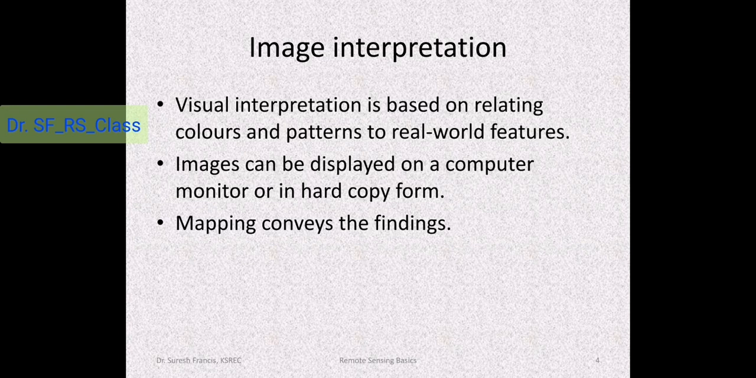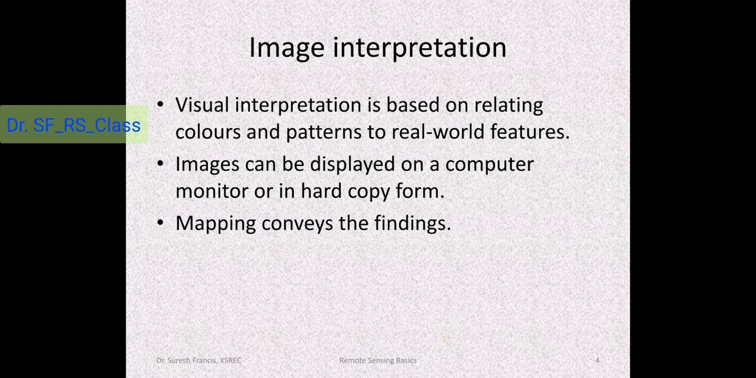Images can be displayed on a computer monitor, and you can draw on the computer monitor itself for interpretation, or it can be a hard copy, a printed satellite data, where you can keep a tracing sheet and trace the boundaries, which is an old method. Now presently we use on-screen digitizing, where we keep the satellite digital data on the screen, and you can keep on drawing the boundaries of objects or the patterns to interpret the satellite data.